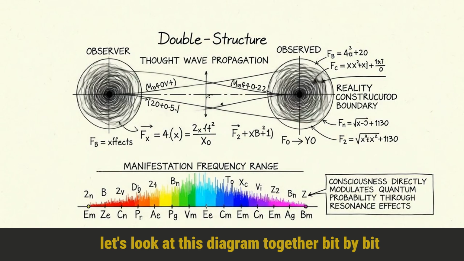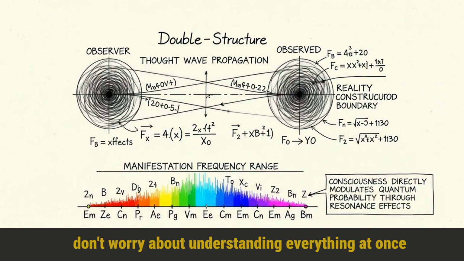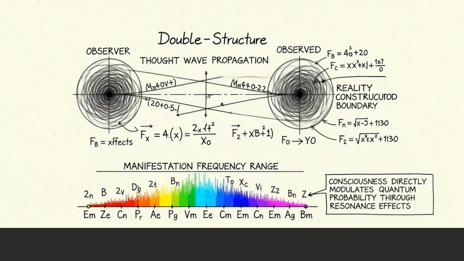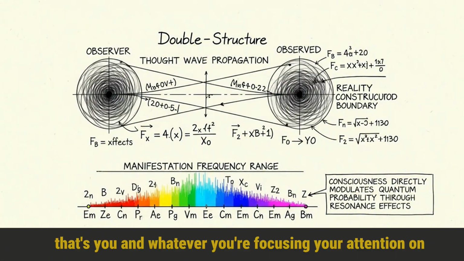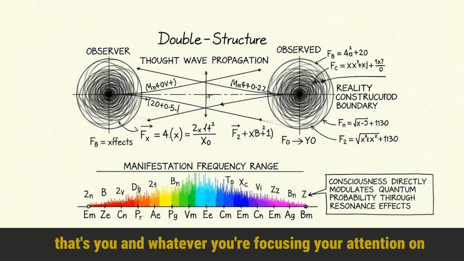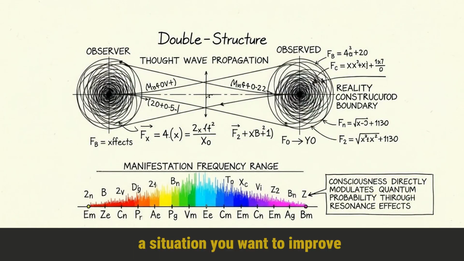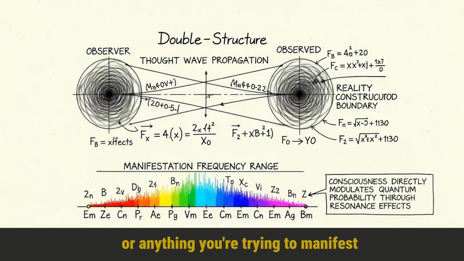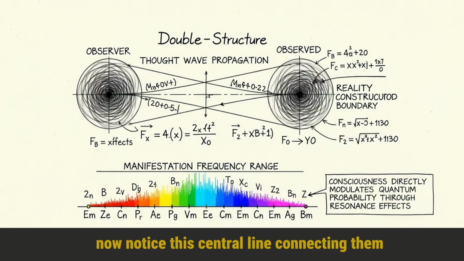Let's look at this diagram together, bit by bit. Don't worry about understanding everything at once. We'll go slowly. See these two circles labeled observer and observed. That's you and whatever you're focusing your attention on. It could be a goal you want to achieve, a situation you want to improve, or anything you're trying to manifest. Now notice this central line connecting them.